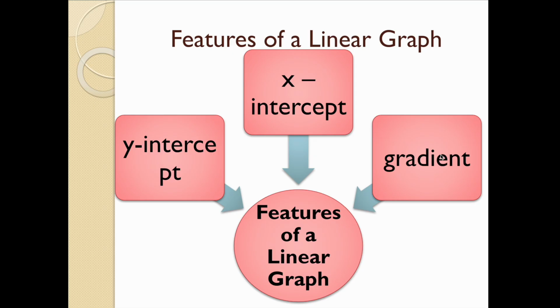So, features of a linear graph. There are 3 key features of a linear graph: the y-intercept, x-intercept, and gradient. The most popular ones that we tend to focus on and examine would be the gradient and the y-intercept. Now the gradient basically tells us how we are increasing or how we are decreasing. So if we are increasing, what kind of gradient do you expect to have? A positive or a negative one? Positive. Excellent.